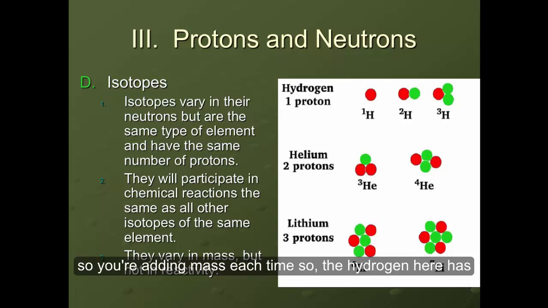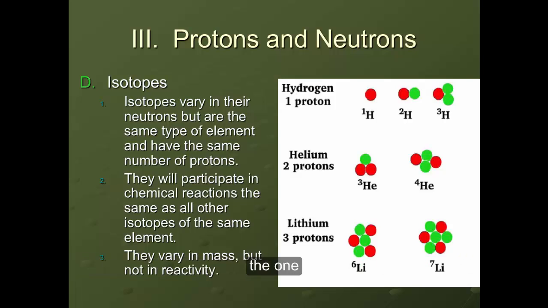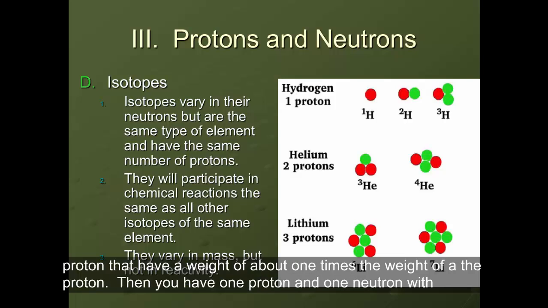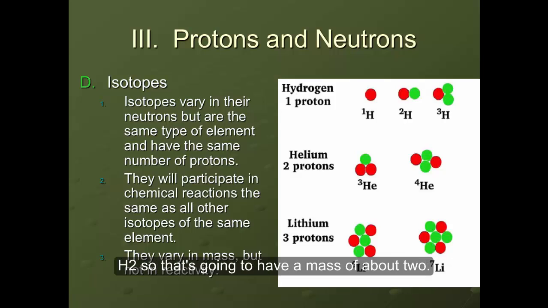So the hydrogen here has the one proton. It would have a weight of about 1 times the weight of a proton. Then you have one proton and one neutron with H2, so that's going to have a mass of about 2. And tritium here is going to have a mass of about 3 times the mass of one of the protons.